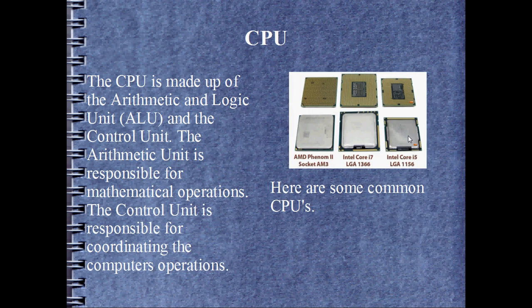Now, the CPU looks like this right here. They don't all look exactly the same. They all have different designs, but this is the general idea. There are a lot of different ones other than this, so don't just keep your mindset on this. It's made of the arithmetic and logic unit, which is the ALU, and the control unit. The ALU does all the math, and the control unit controls all the computer's operations.